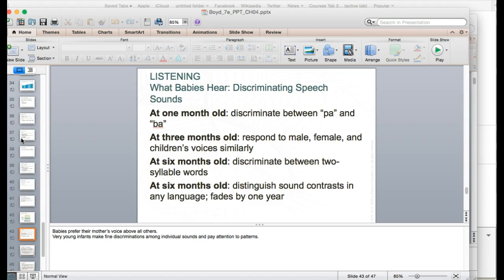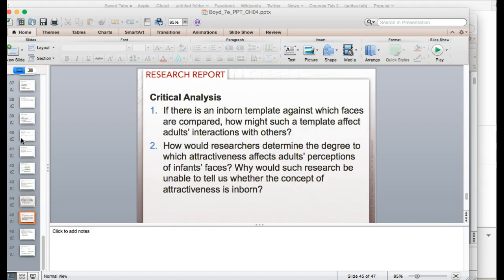So sounds. This is interesting, of course, when a baby is learning to speak and to figure out different sounds. At 1 month old, a baby should be able to understand the difference between pa and ba. At 3 months old, the baby should respond to male, female, and children's voices similarly. At 6 months old, they should be able to determine between 2 syllable words, and at 6 months old, they should be able to use sound contrast in any language. So that's really interesting.